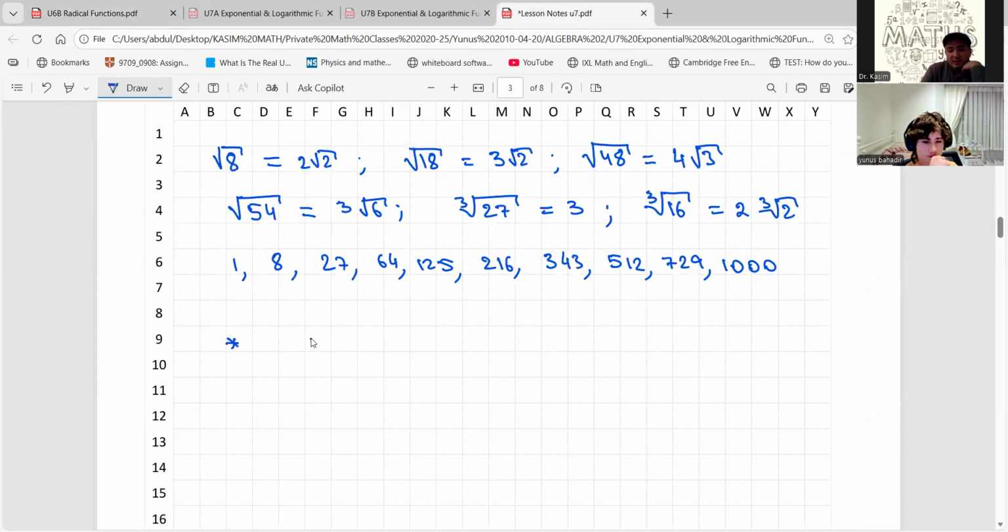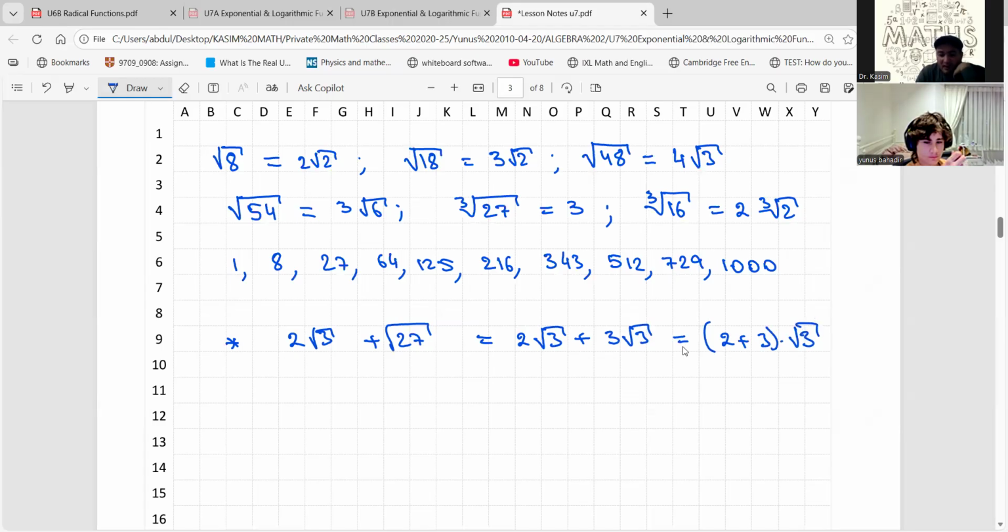For example, 2 times square root of 3 plus 3 times square root of 3, right? The first I can write as 2 times square root of 3, and the second is 3 times square root of 3. So square root of 3 is a common factor. I can write it as 2 plus 3 times square root of 3. I just factored out square root of 3 using the distributive property. So that is equal to 5 times square root of 3.